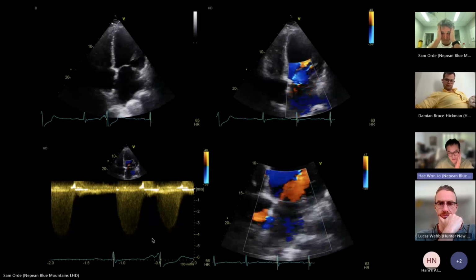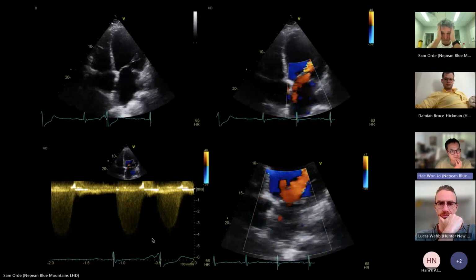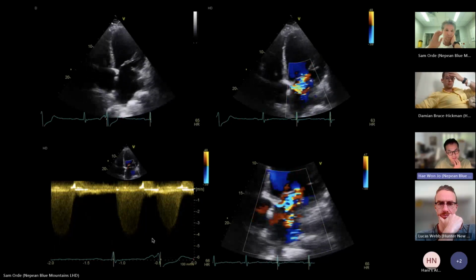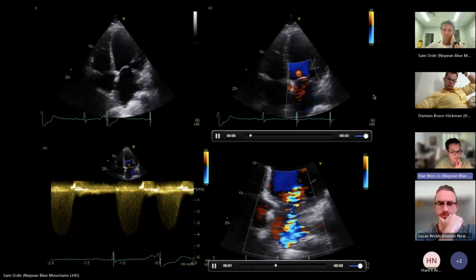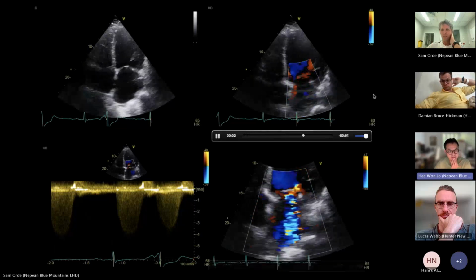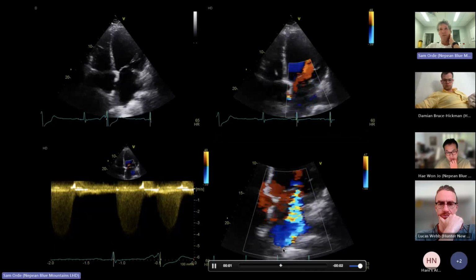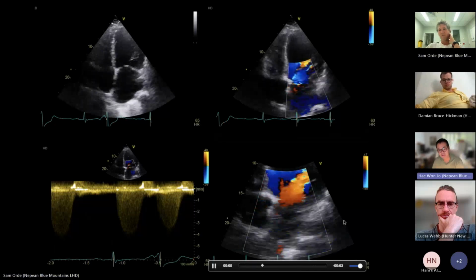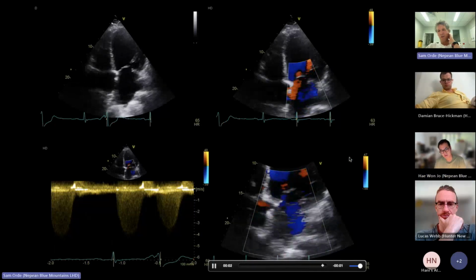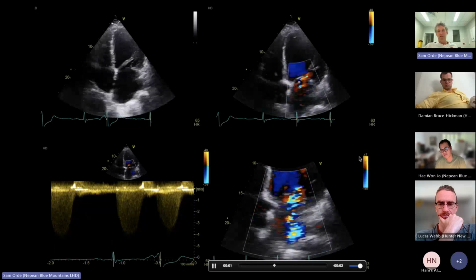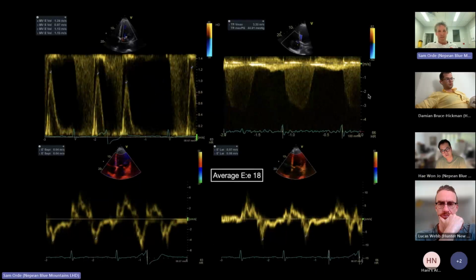And I think there is at least moderate MR as well. There's a PISA dome and an almost triangular shaped spectral Doppler, and it sort of hits the back wall of the left atrium. But do bear in mind that the velocities are only at 47. Nice. What about this?